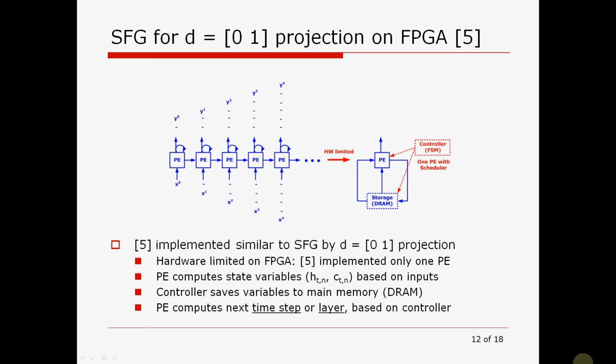So for example, the controller would take the processing element output and store it into external memory, DRAM, and then it would decide whether or not the processing element should compute for the next time step or the next layer. Then it would retrieve the relevant inputs from the DRAM, store them, and then input them into the processing element.